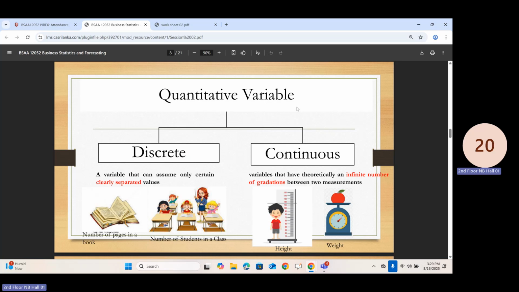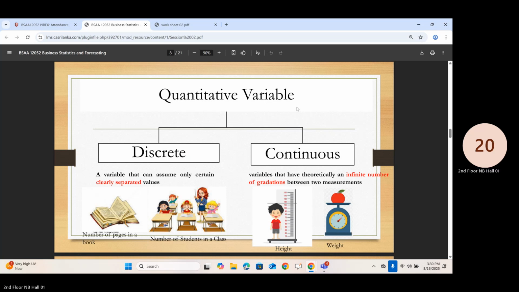Sometimes we can get them, but most of the time, theoretically, there is an infinite number of gradations between two measurements. Two measurements means two consecutive numbers, like 40 and 41. Theoretically, an infinite number of gradations lies between them. Between 40 and 41 we can get any number. That is the meaning here.